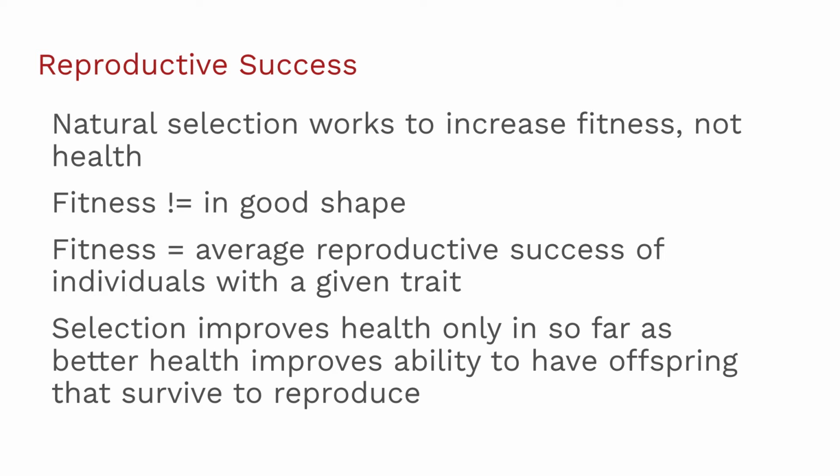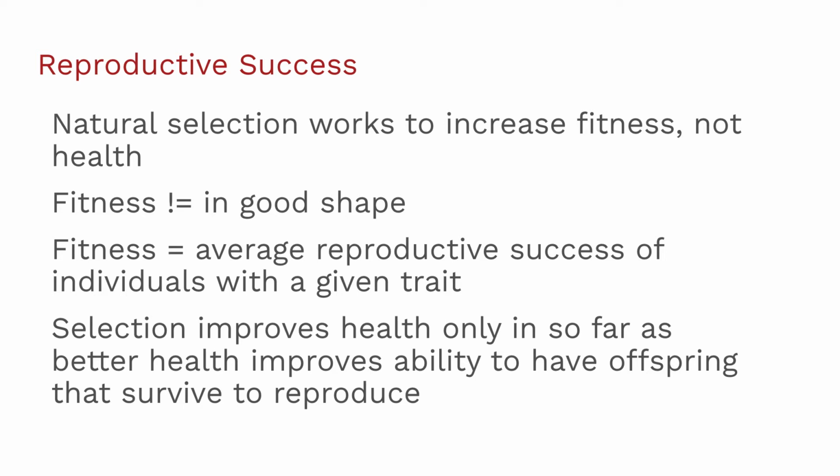Next up is the notion of the primacy of reproductive success. It's important to remember that natural selection works to increase fitness, not health. And in this case, we're not talking about fitness meaning being in good shape. Here, fitness is the average reproductive success of individuals with a given trait. So natural selection is improving health, but only with the end goal of having more offspring, only insofar as better health typically leads to surviving long enough to reproduce, and have offspring that then go on to survive and reproduce.